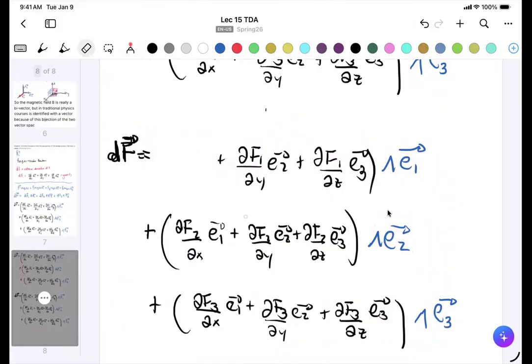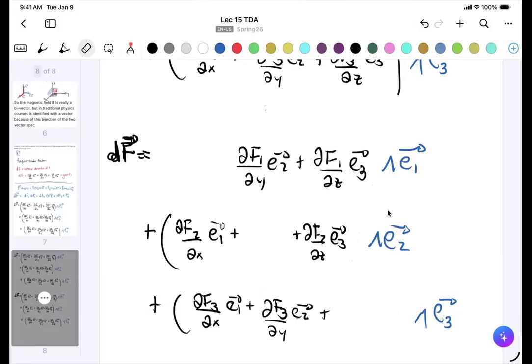This one, I don't care. I don't care about this one. I don't care about the last one. And then I'll just distribute everything else, okay? So then this one also got wedged with E1.